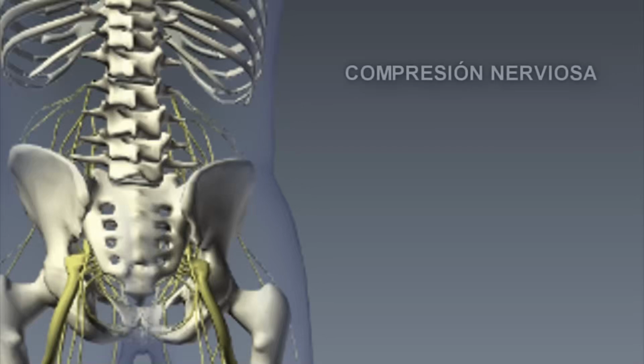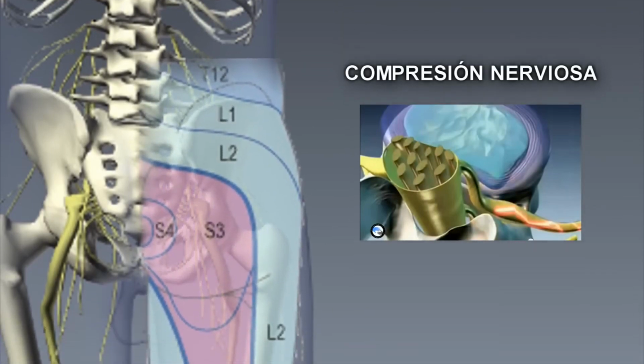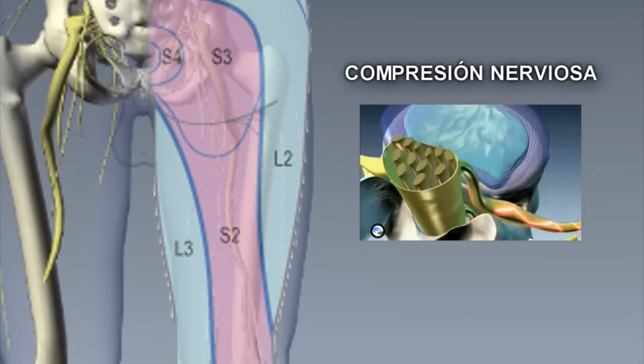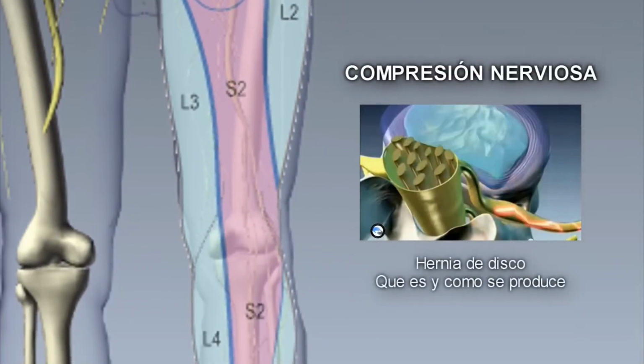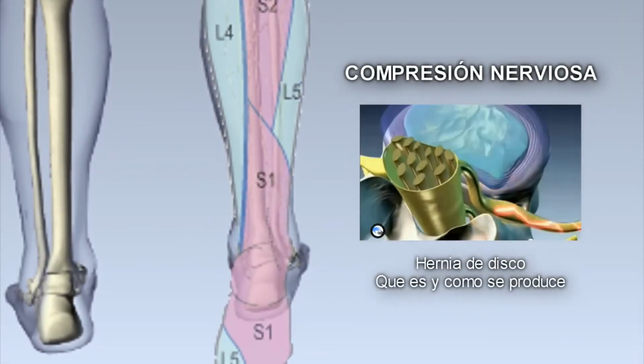The first cause of sciatic pain can be nerve compression. Between each of the vertebrae there is an intervertebral disc. If this disc herniates or if it has a protrusion, it can compress one of the nerve roots, giving the symptoms of sciatica. Depending on the root and nerve level, we will have different symptoms. For more information about hernias, you can click on the link that appears on the screen.